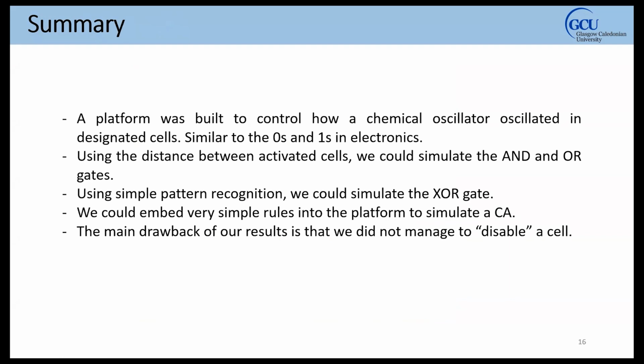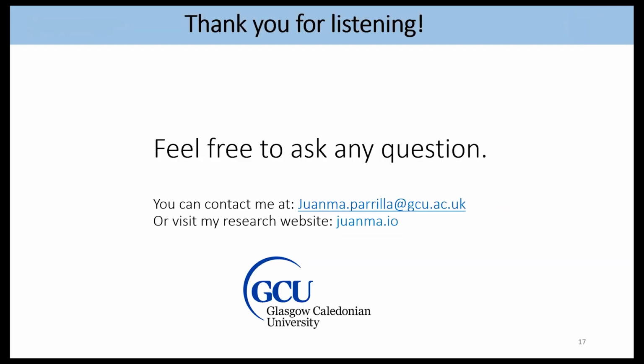The main drawback of our research, and something that we couldn't do, even though we tried quite a lot, is that we did not manage to disable a cell. And as you know, in all the cellular automata, like the game of life, there are certain conditions which mean that if a number of neighbors oscillate, it's going to kill one of the cells in the center. But we never managed to make that work. We never found a way to make the chemistry stop oscillating if a number of neighbors are oscillating. And that's something that we will need to research further.